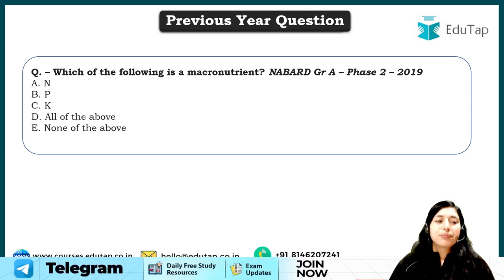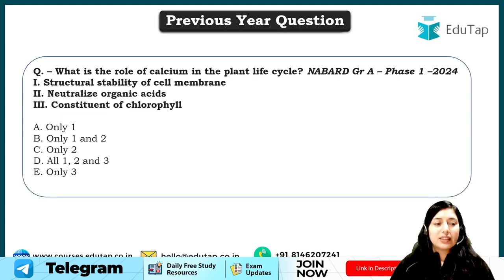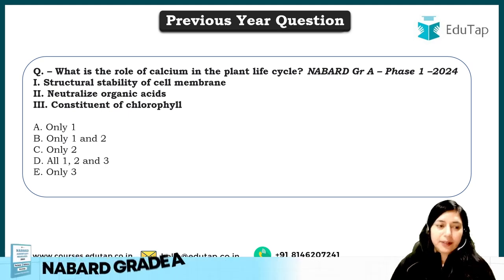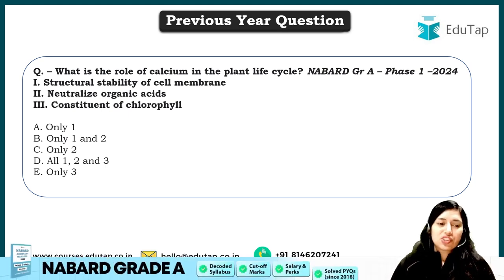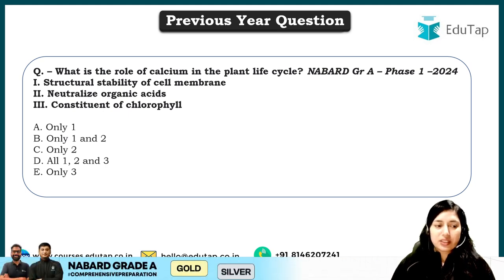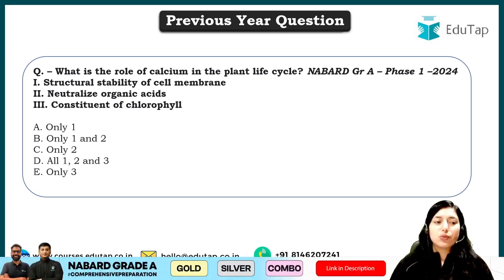Okay, you can see multiple questions are there from this particular topic, and recently in the 2024 examination this particular question was there: what is the role of calcium in plant life cycle, right? You were given three options: structure stability of cell membrane, neutralize organic acid, constituent of chlorophyll. So these were the three statements given, and you have to find out the role of calcium in plant life cycle.